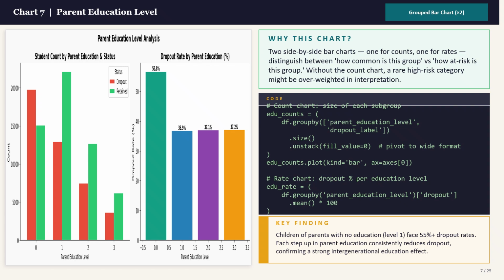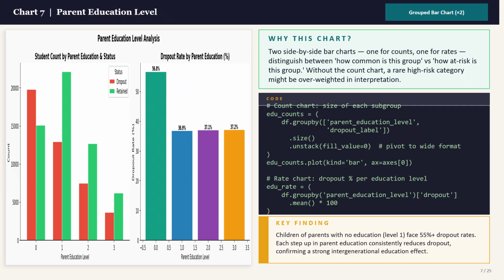And then we also plotted two side-by-side bar charts, one for counts, one for rates, to distinguish between how common is this group versus how at risk is this group. Without the count chart, a rare high-risk category might be overweight in interpretation. Below is the code, part of what we had. We have the edu counts, where we group by parent education and the dropout label, and then the code for coming up with the bar and the axes part of it.